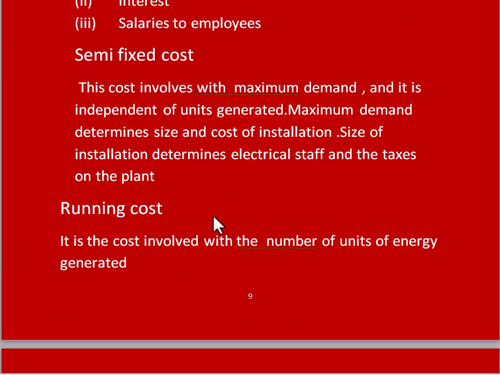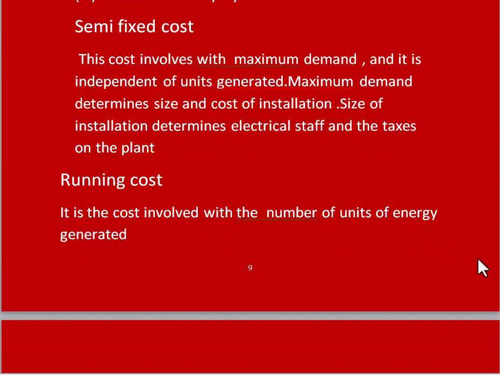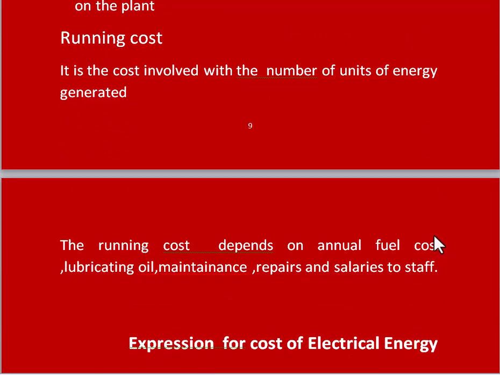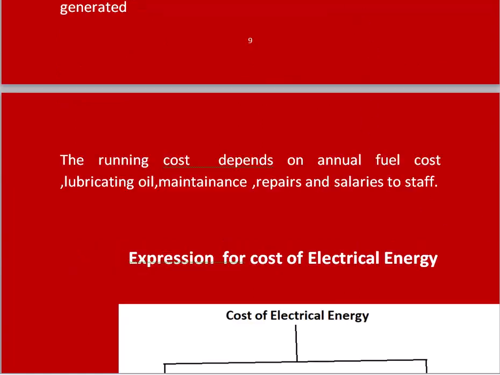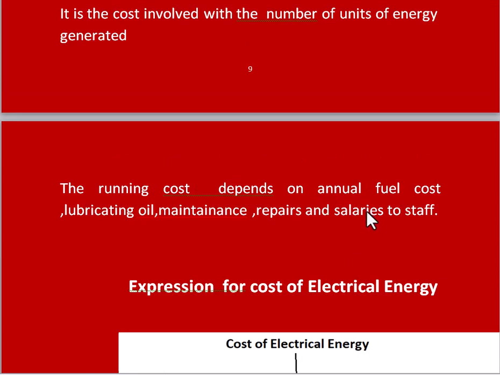Next, running cost. It is the cost involved with the number of units of energy generated, so it depends upon the energy generated by the station. The running cost depends upon the annual fuel cost, lubricating oil, maintenance, repairs, and salaries to the staff. To get the mathematical expression for the cost of electrical energy, the three parameters fixed cost, semi-fixed cost, and running cost will be taken into account.